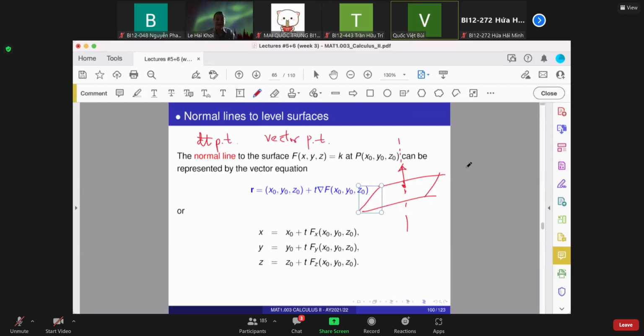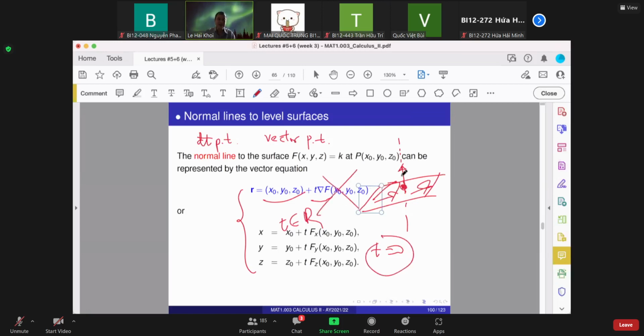So, this line is perpendicular to any vector on the plane. So that's why we have this situation. For t in R. If t is 0, it means we have this point. The other points on this normal line depend on t. Each point corresponds to one t. So this is a normal line.